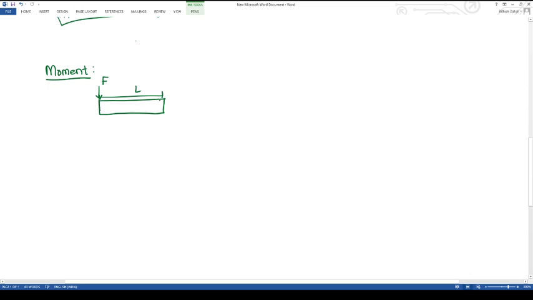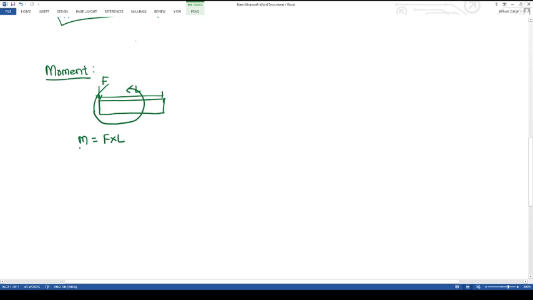Since this side is free and this side is free, because of this force here, it will rotate this beam in this direction totally, right? So this rotational force will be in an anti-clockwise direction. From here we can say my moment is nothing but force into the distance, which is L, the length of this plank.